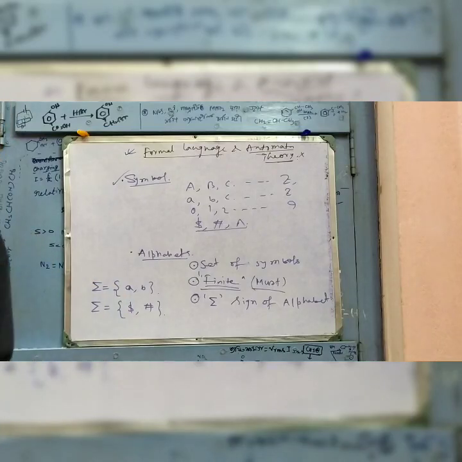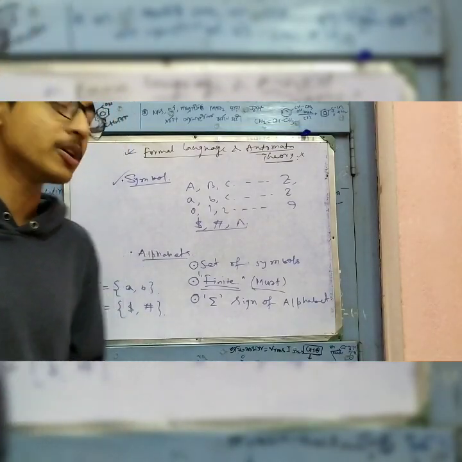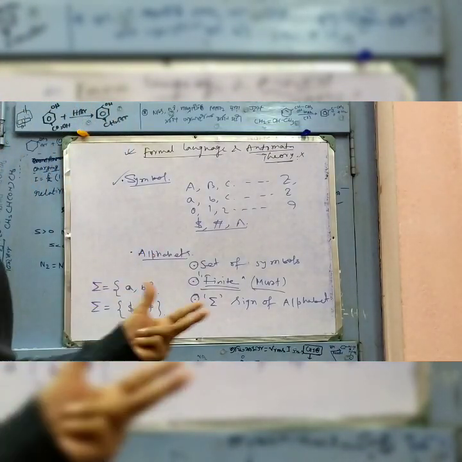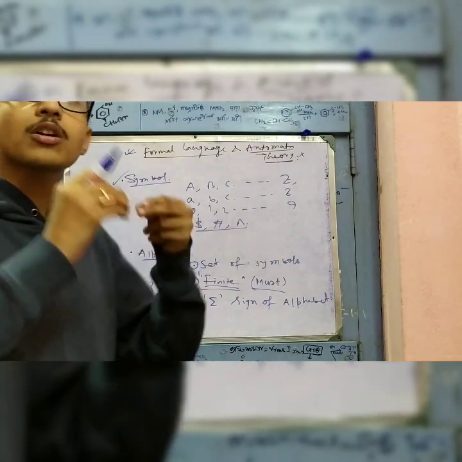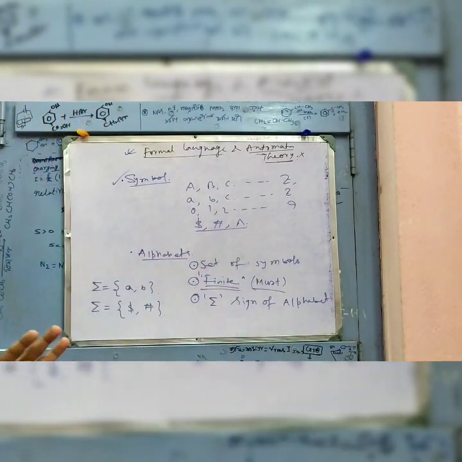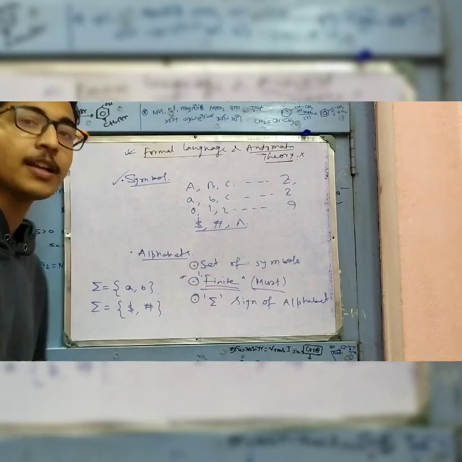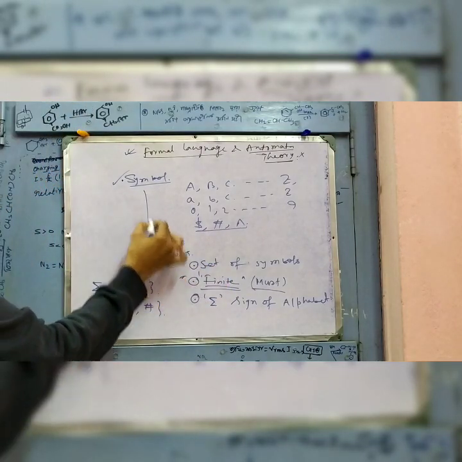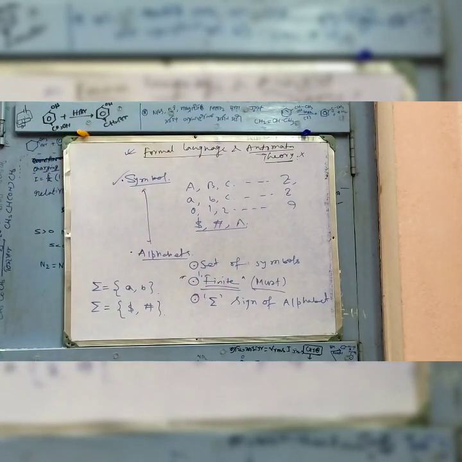In your English language, or in your Bengali language or Hindi language, are the alphabets infinite? If they were infinite, you couldn't make or do anything. It should be finite. These are the two basic building blocks of formal language.